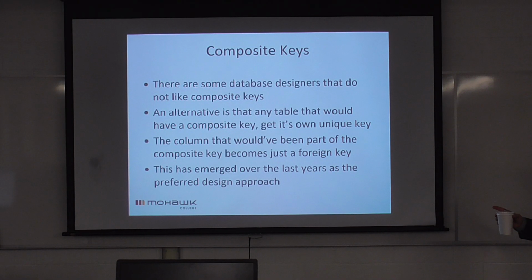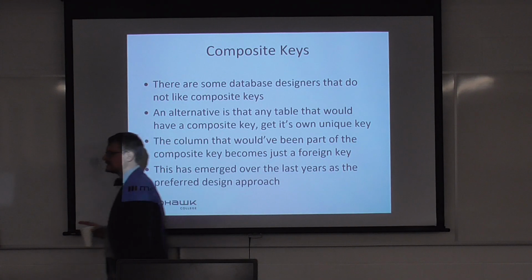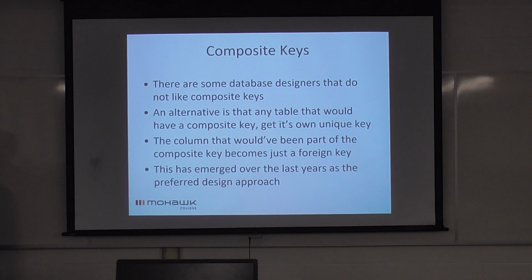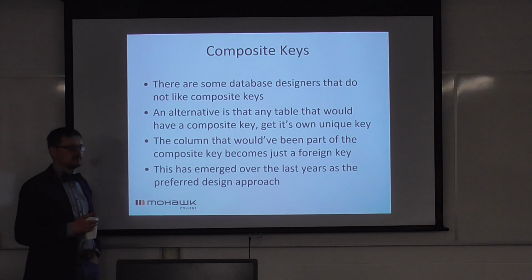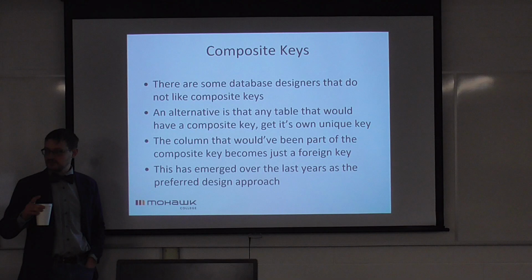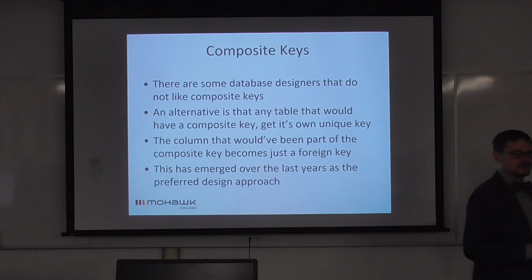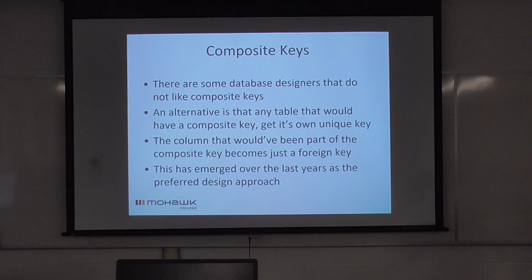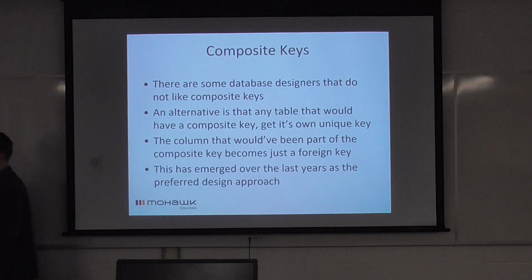An alternative is that any table that would have a composite key also gets its own unique key. The column that would have been part of the composite key just becomes a foreign key. This has emerged over the last few years, so by the time we are now speaking about this in 2025, this will be well-established practice, as the preferred design approach. So basically, if you have a composite key, you want to add an ID column, that actually has actual numbers in it to speed things up.